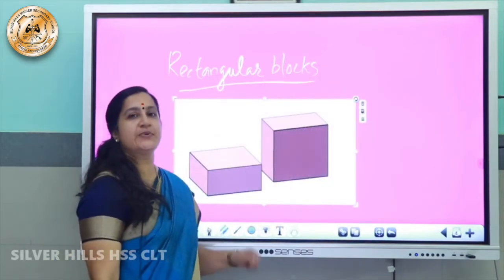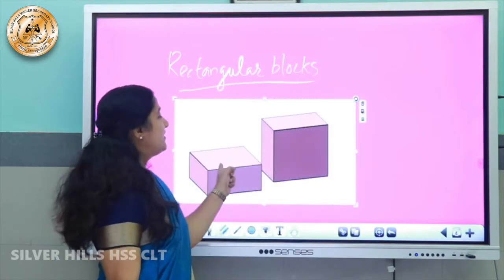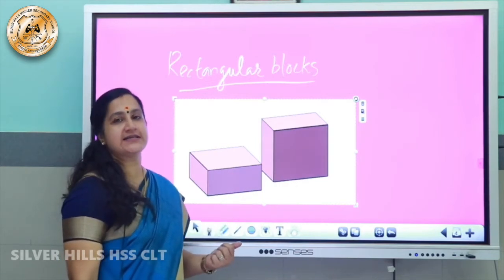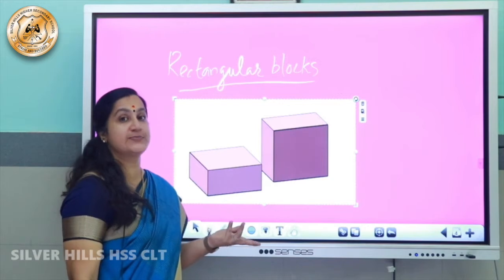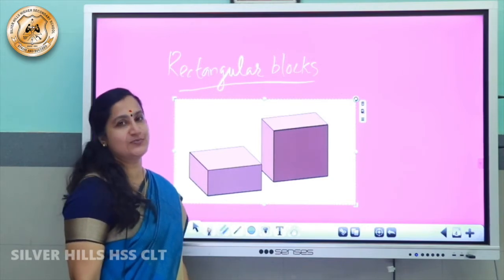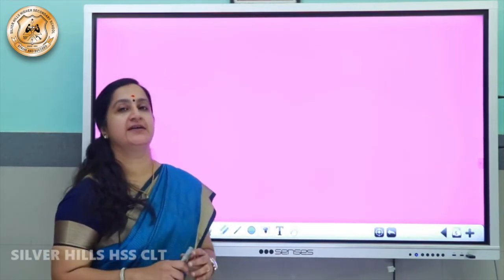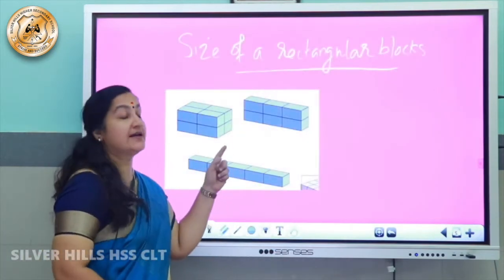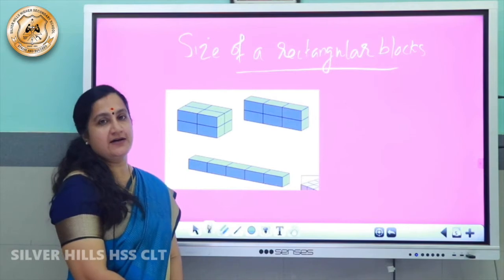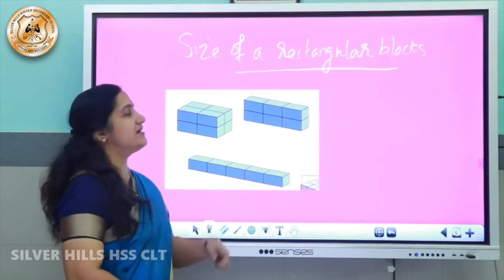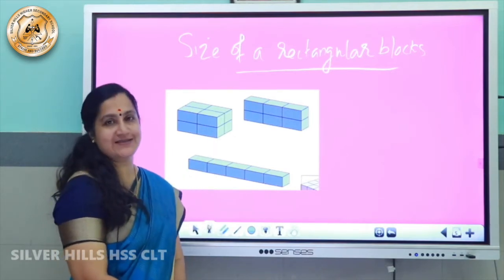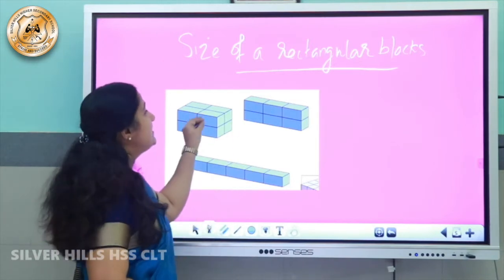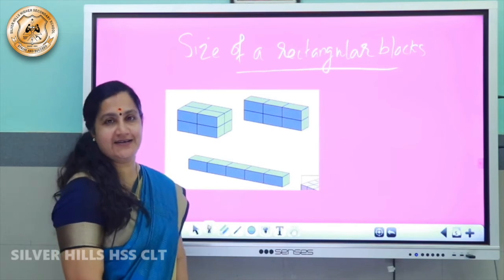What about this picture? One is kept horizontally and the other kept vertically. So, in this case, it is very difficult to say which is bigger or which is smaller. So, how to find the size of a rectangular block? Here you can see all these rectangular blocks are made by stacking small equal blocks. So, we can find the number of blocks each block contains.